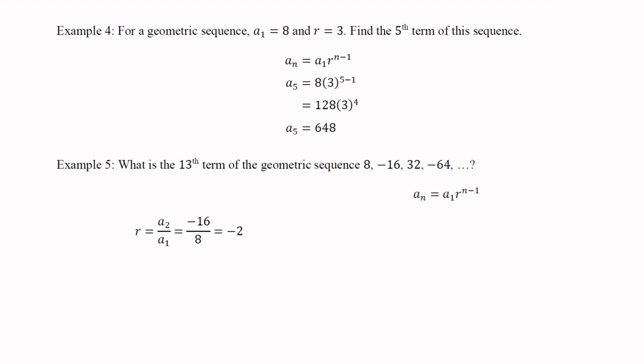So a sub n equals a sub 1 times r to the n minus 1. We plug in our a sub 1, which is 8, our first term, our common ratio, which we just found to be negative 2, and we want the 13th term, so that's our n value. Then we simplify and get 32,768.